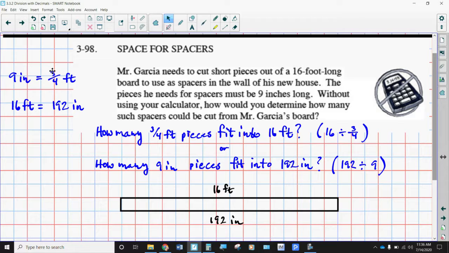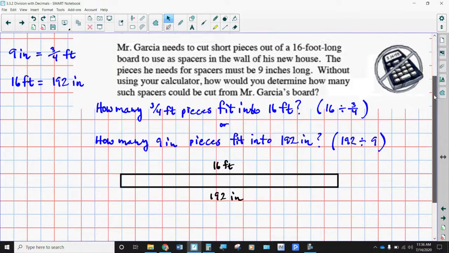You either want to change your 9 inches to a number of feet, which happens to be 3/4 of a foot, since there are 12 inches in a foot, and 9 over 12 is the same as 3 over 4. Or you want to change the number of feet to the number of inches, and 16 times 12 is 192. So really, what you're trying to figure out is how many 3/4 foot pieces or spacers will fit into the 16-foot board, which would be 16 divided by 3/4, or how many 9-inch pieces or spacers would fit into a 192-inch board, which would be 192 divided by 9.